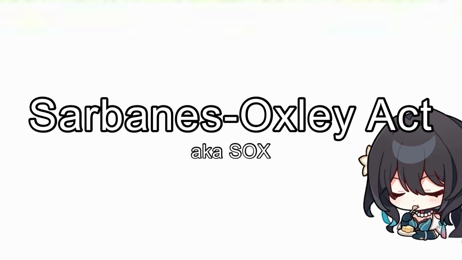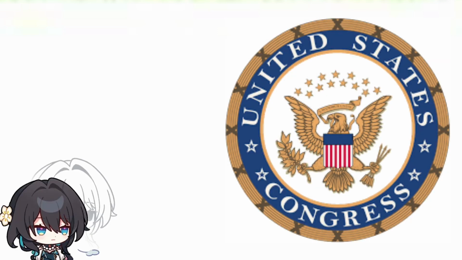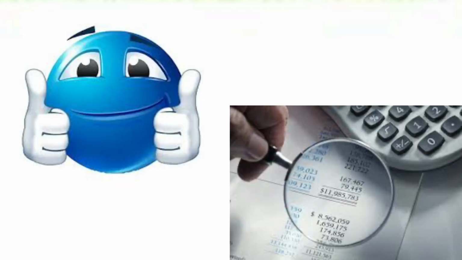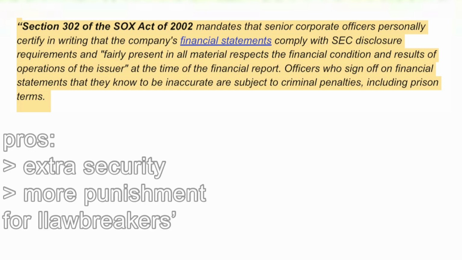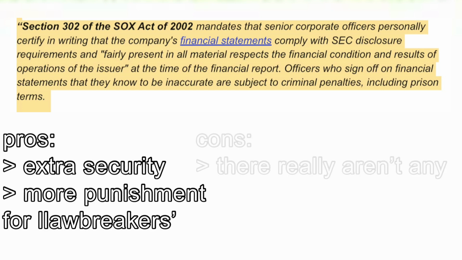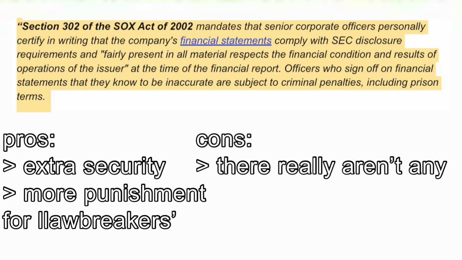The Sarbanes-Oxley Act of 2002 is a law the U.S. Congress passed on July 30th of that year to help protect investors from fraudulent financial reporting by corporations. Also known as the SOX Act of 2002, it mandated strict reforms to existing securities regulations and imposed tough new penalties on lawbreakers.